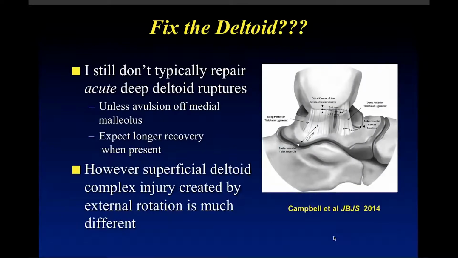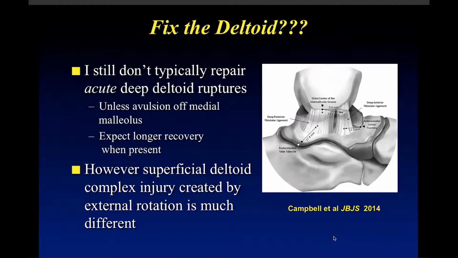It will do just fine. Well, I may still not fix deep deltoid ruptures acutely unless it's an avulsion off the medial malleolus, but the superficial deltoid injury is much different. And that's the one that's created by the external rotation maneuvers that we showed before in the videos and by computer modeling. So again, when you have these external rotation injuries that result in the lateral base or the posterior malleolar fractures that Marty talks about, they can also be in conjunction with superficial deltoid injuries. And again, that is different than the acute deep deltoid ruptures that we may still wish to treat nonoperatively.